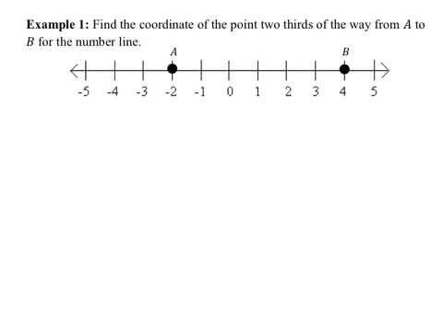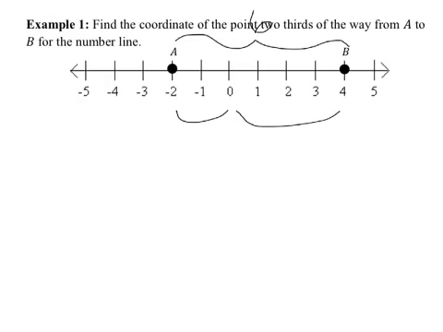Let's take a look at the first example. Find the coordinate of the point 2/3 of the way from A to B on the number line below. So 2/3 of the way from A to B. So the distance from A to B, what is it? Let's take a look. It looks like it's 6 units, right? From here to here, I see that I've got 4 units there and 2 units there. I'm looking at positive and negative in that sense. So it's 6 units long.